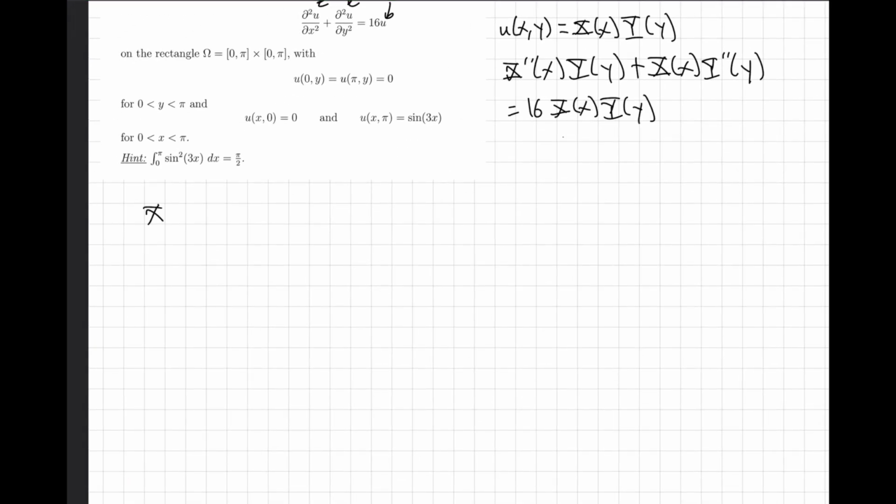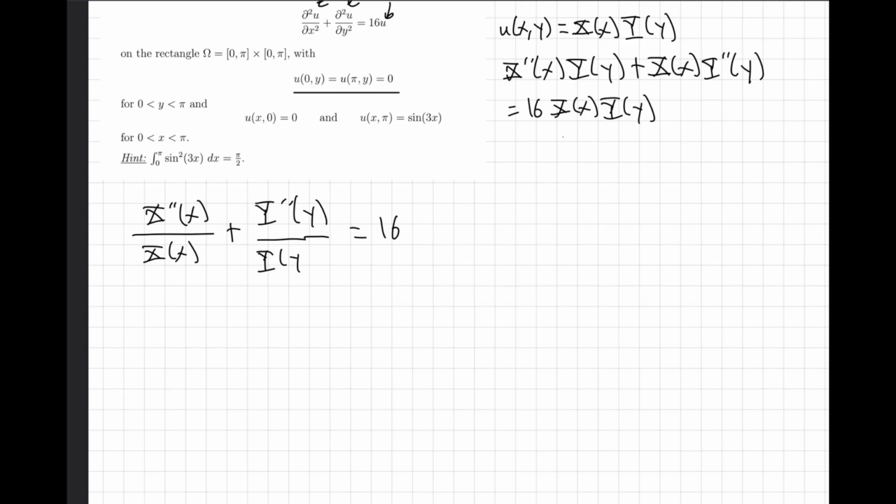That leaves us with the following. We get X double prime of x over X of x plus capital Y double prime of y over Y of y is going to be equal to 16. Now, this is where we get to the separating part. We're going to separate the variables so that there's only an x dependence on one side and only y dependence on the other side. So I notice I have some boundary conditions in the x variable that are really favorable. So I'm going to try and make the x equation as easy as possible. So let's see what we can do there.